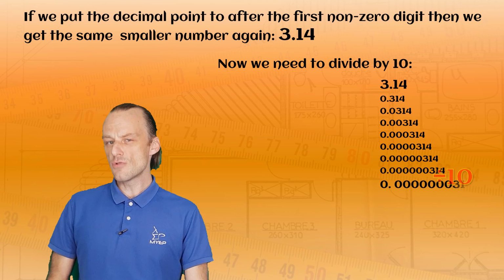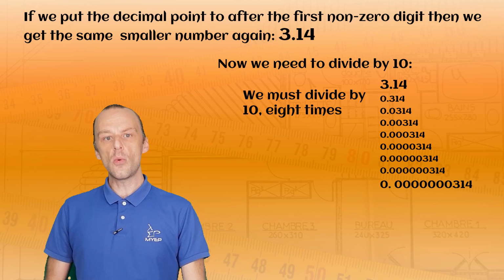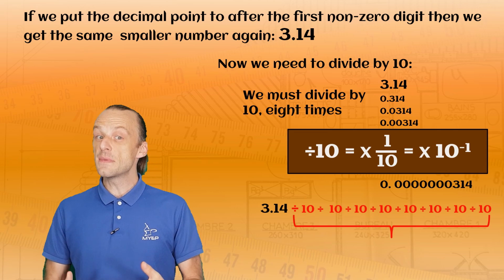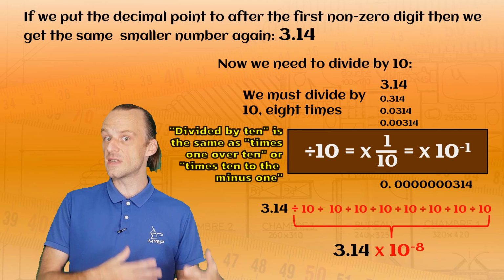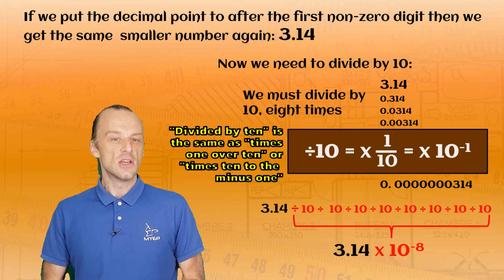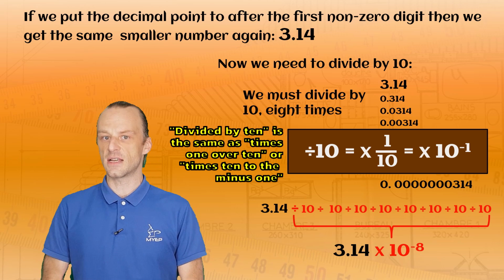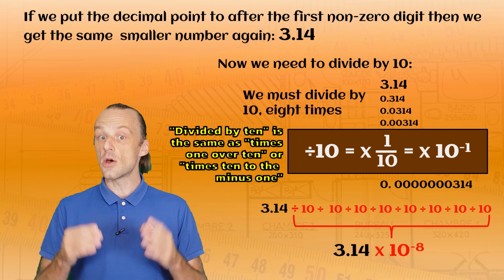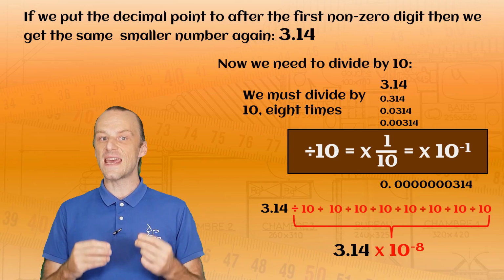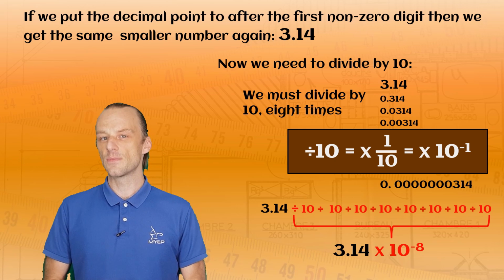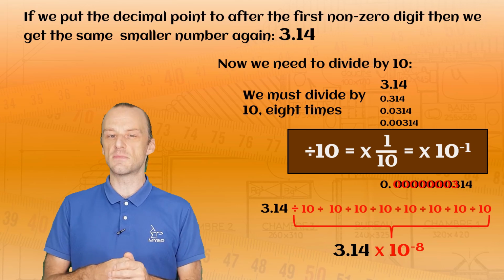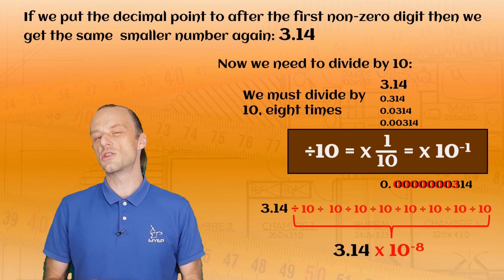But when we write in standard form, we always use multiplication. Dividing by 10 is the same as multiplying by 1 over 10, and 1 over 10 is 10 to the minus 1, so we need to use a negative exponent in this case. So this very tiny number is 3.14 times 10 to the minus 8. Just notice though, there are only 7 zeros after the decimal point because we also need to jump over the 3.